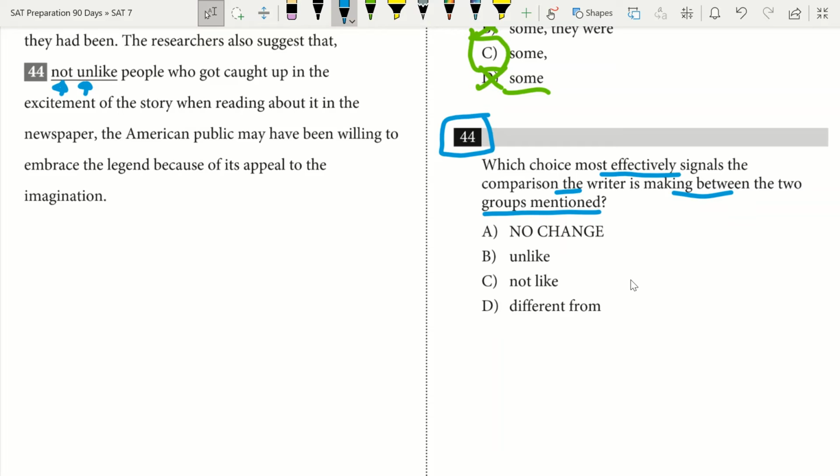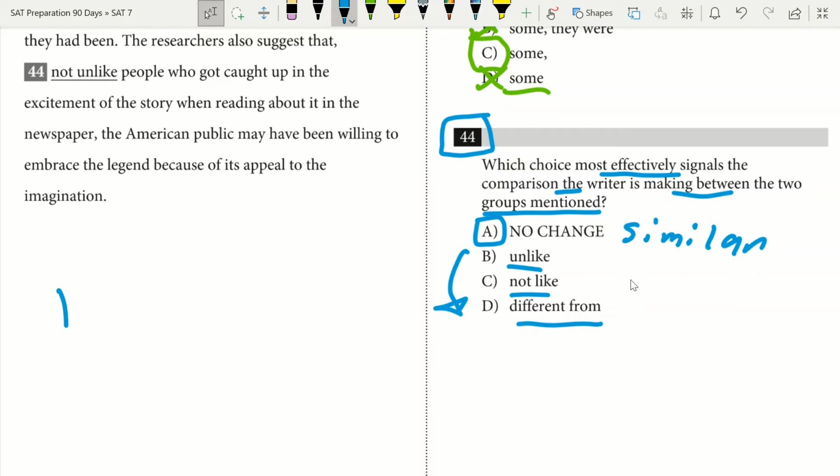But here's the problem. The problem is A is actually correct, right? And that may come off as surprising because you might be thinking, why would we say not unlike and not just say like? Well, the reason A has to be correct is because if we look at options B through D, let's take a look at them. They say unlike, not like, and different from. A is the only one that means similar, okay?